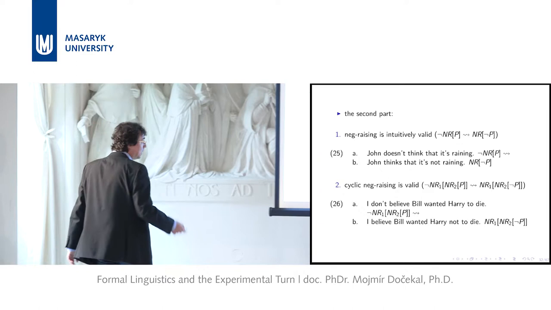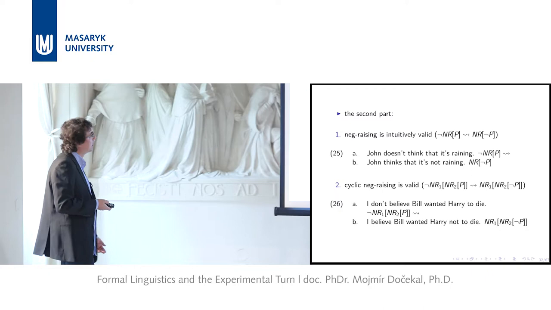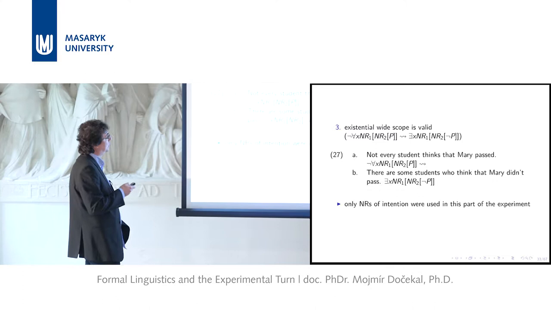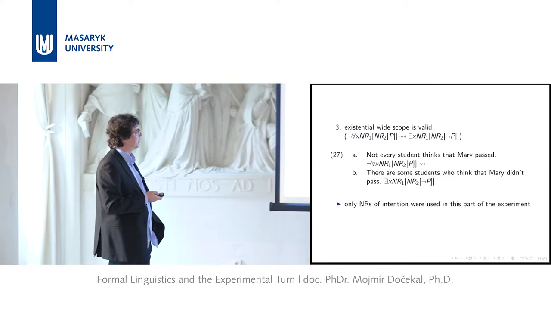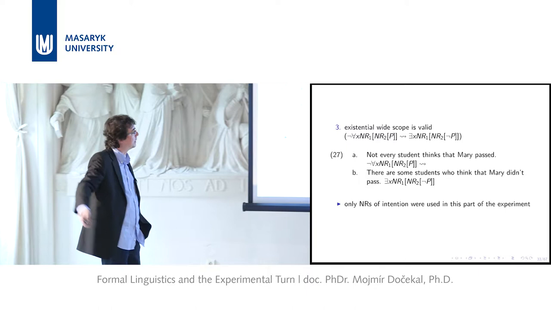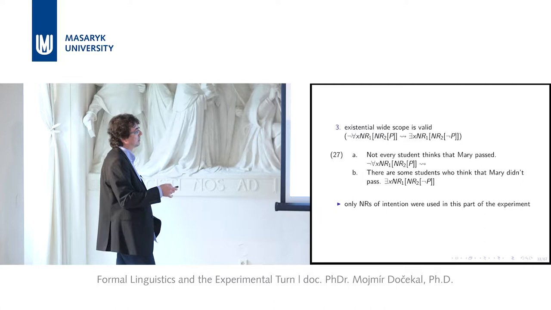And the third intuition we asked about was whether people get something like, if you believe that not every student thinks that Mary passed, that you would believe that there are students who think that Mary didn't pass. So again, something like a low scope of negation. From propositional logic, you would get only the wide scope of negation here, not here.